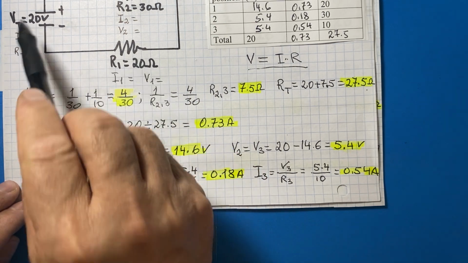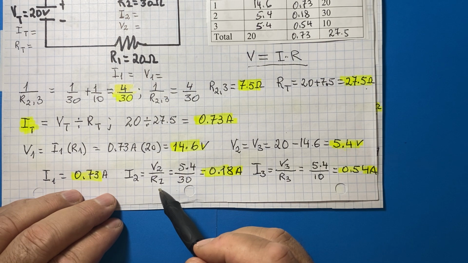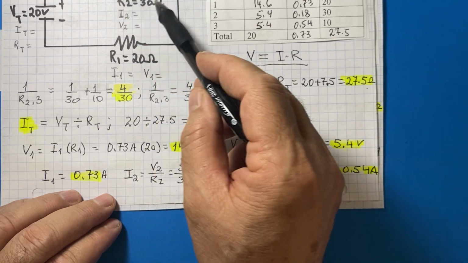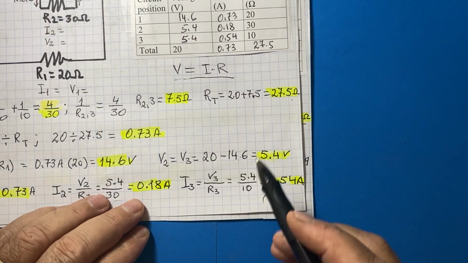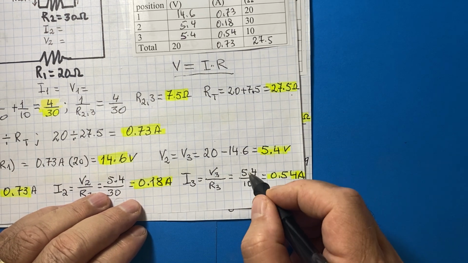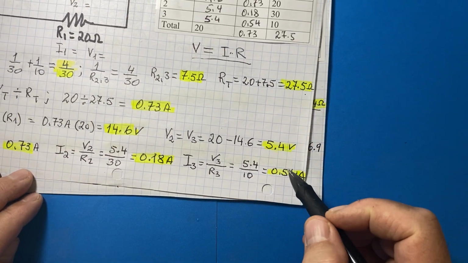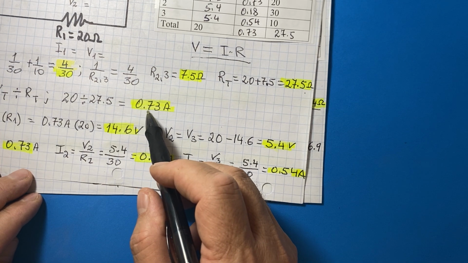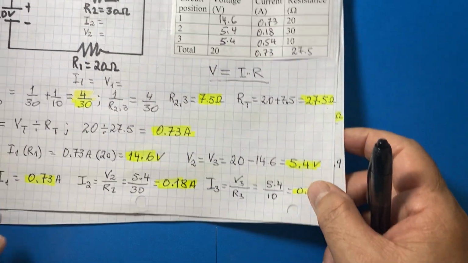Now, current I1 is 0.73. As I mentioned, it is the same as the current of the source. I2 is V2 over R2. V2 is 5.4 divided by 30, which is the resistance. You get 0.18 amperes. I3 is V3 over R3. 5.4 divided by 10 is 0.54. If you add these two values together, you will get the total current, 0.73 amperes. Then you fill in the table.